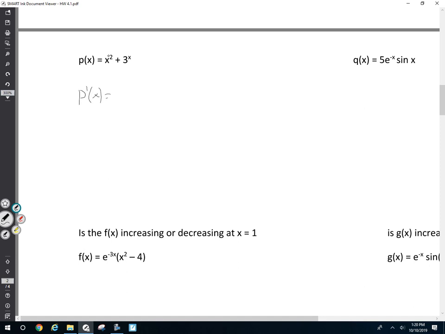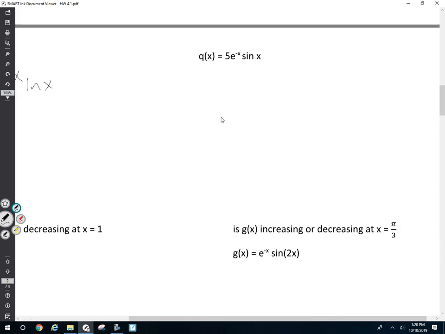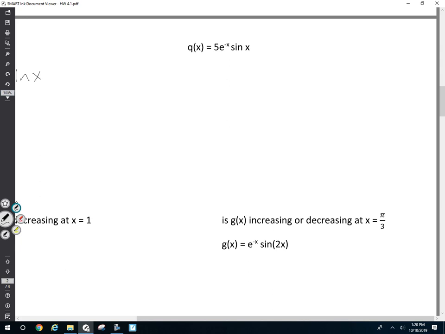It's not a product. Don't use the product rule. This is a sum. This is a product. Use the product rule. Either bake the 5 in with the e to the negative x or leave it out altogether. It's up to you whether you want to do that. I like to bake it in, but you don't have to.